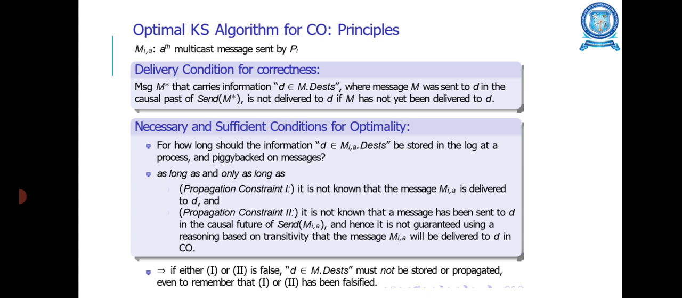Here, for how long the particular information D belongs to M is stored in the log at a process and piggybacked on the messages: as long as and only as long as propagation constraint 1 and propagation constraint 2 hold. Propagation constraint 1 means it is not known that the message Mi is delivered to D. Propagation constraint 2 means it is not known that a message has been sent to the particular D in the causal future of send of Mi comma a. Hence, it is not guaranteed using reasoning based on transitivity. If either propagation constraint 1 or 2 is false, D belongs to Mi must not be stored or propagated.